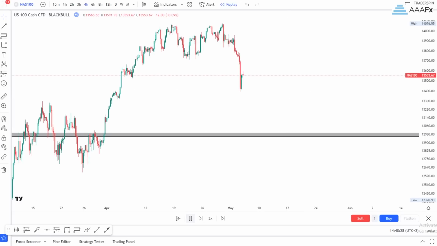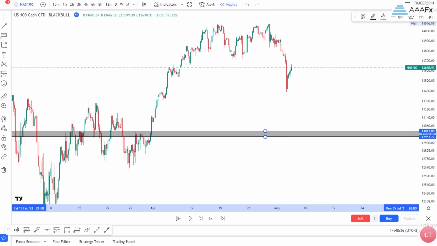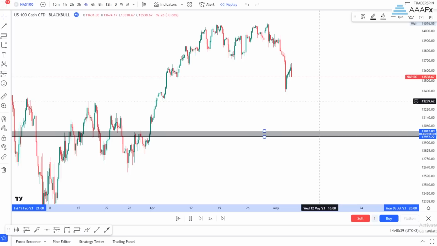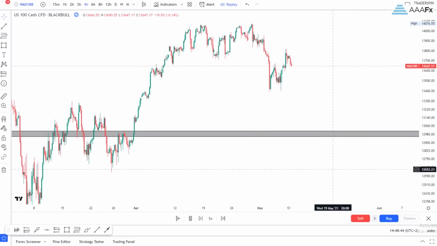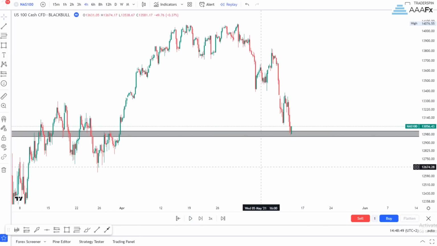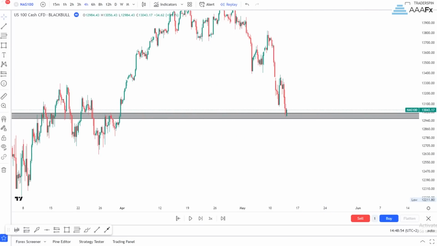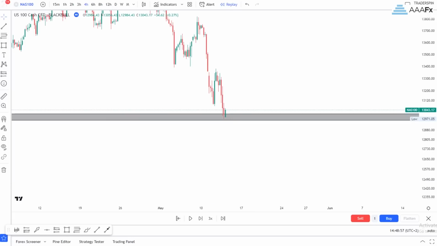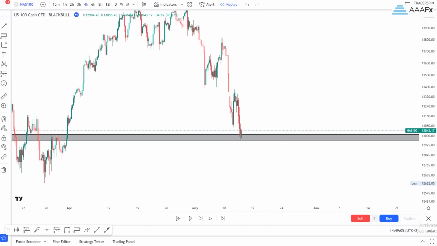There we go. Now you can see that price is approaching this zone right there. Let's just continue. And there we go. So now you can see that price is now on our zone. That is where we start to look for our entry properties. So let us see if this zone is really going to hold price and reverse price to the upward.